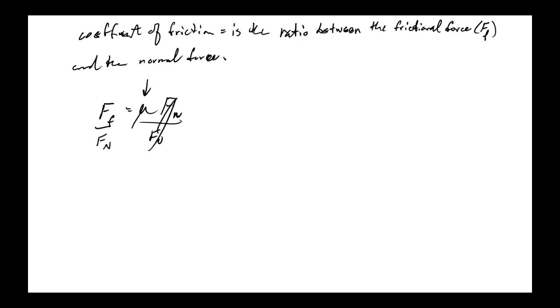Rubber on dry concrete, 2.0 static friction, 1.0 kinetic friction. Rubber on concrete. What does that sound like? Driving a car, exactly. Now, do you want your tire to have static friction with the road or kinetic friction with the road?